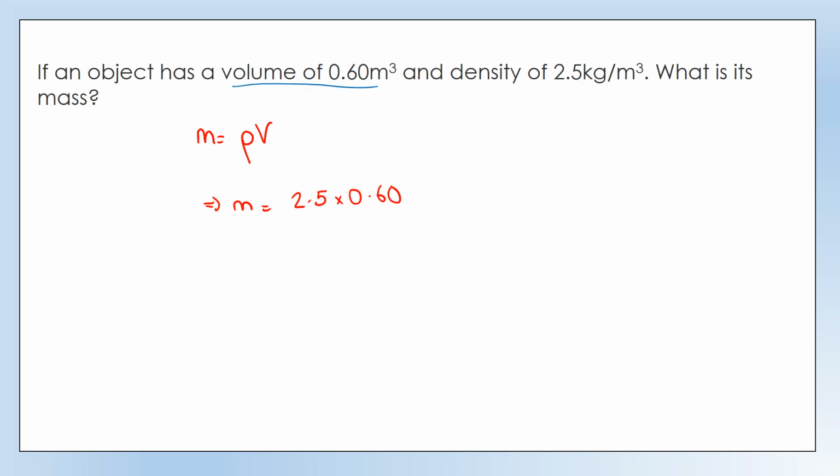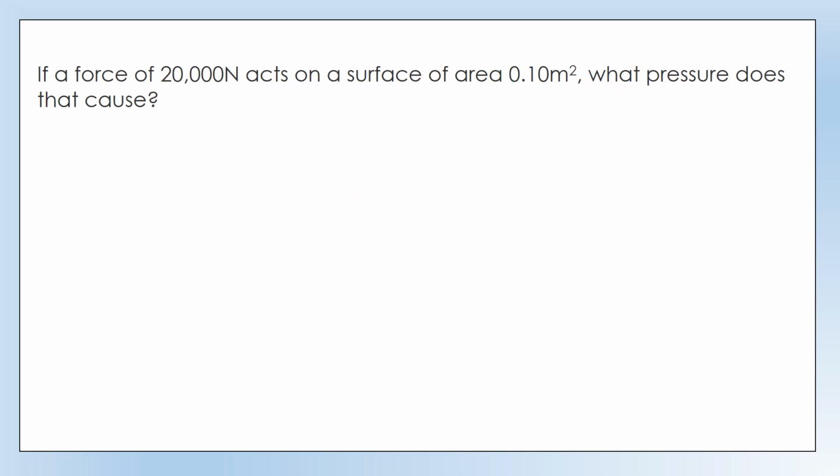So we've got volume of 0.6, density is 2.5. So we can just multiply those together. That's what the equation tells us. And we get 1.5 kilograms. Okay. So again, looking at the same thing.